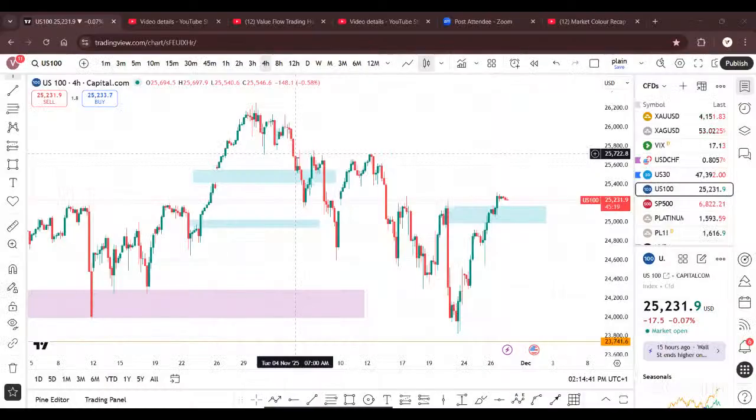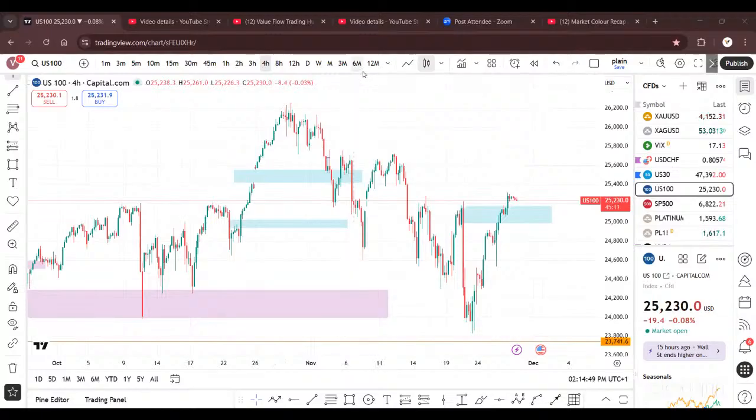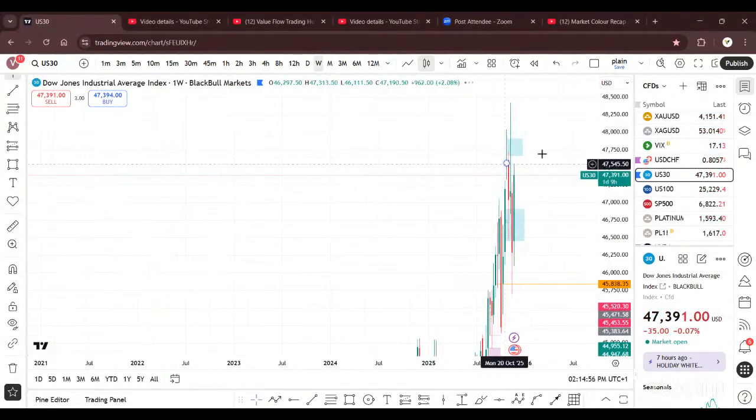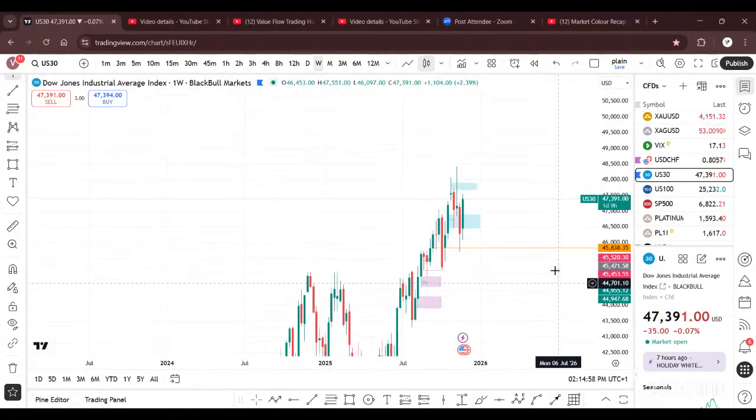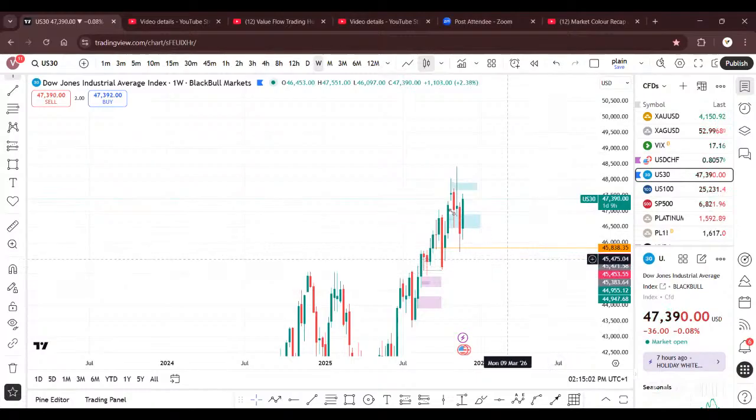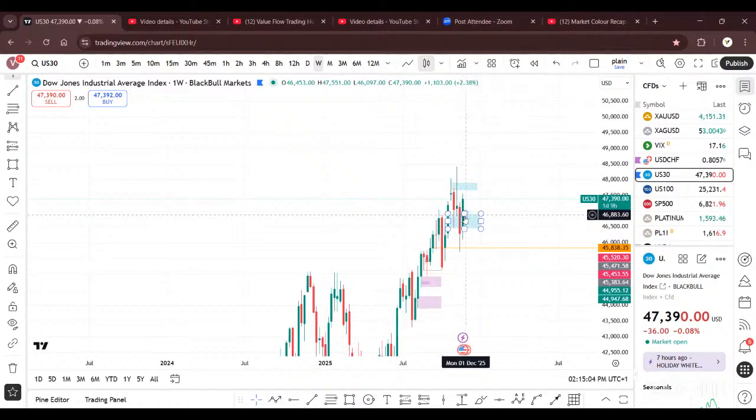Okay, so a brief one with the entire US equities market or indices. It has been quite an interesting one. We've recovered from the sell-off we had last week, as I said, on US 30. Check the weekly time frame. We are seeing a very bullish engulfing candle, right? This is an engulfing candle on the weekly.